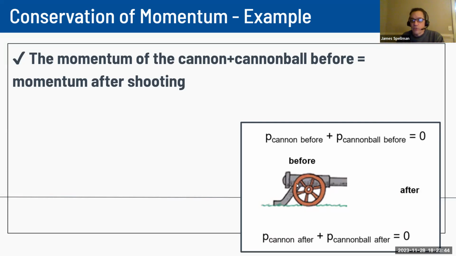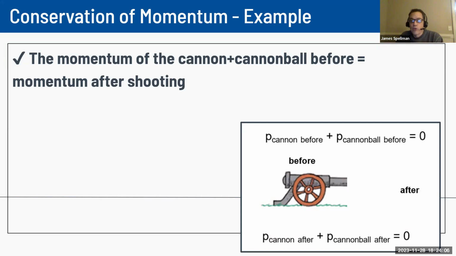Now, after the cannon shoots, it seems weird that the momentum is going to be still the same, because the cannon is probably going to move just a little bit, and the cannonball obviously should be flying through the air if everything works correctly. However, because they're going in different directions, their velocity components are going to have opposite signs. One's going to be positive and one's going to be negative.